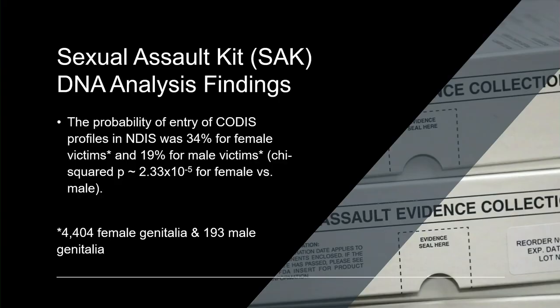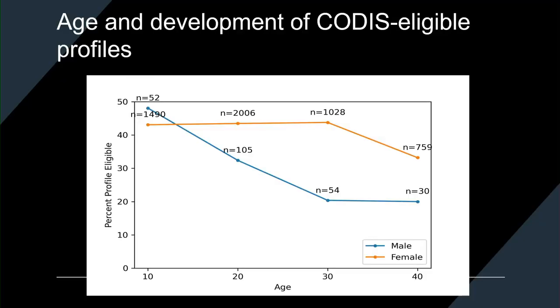34% of victims with female genitalia developed profiles that were entered into CODIS, whereas for males, we only had 19%. We have a publication that we have submitted that is just on the females and DNA. When we look at features that affect the development of a CODIS-eligible profile, we find that age is statistically significant for both males and females, but in a totally different curve.